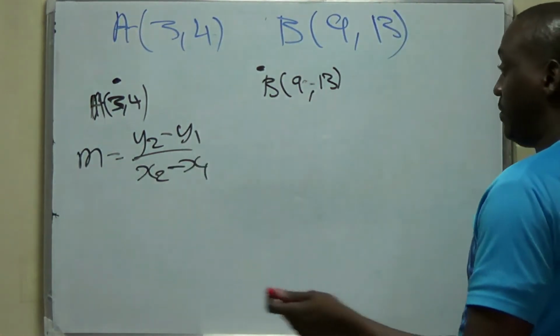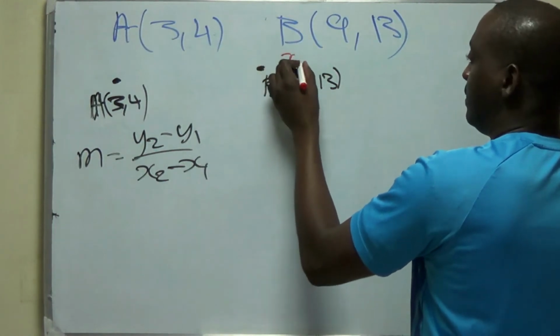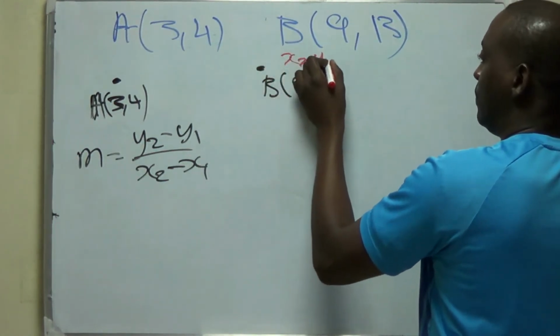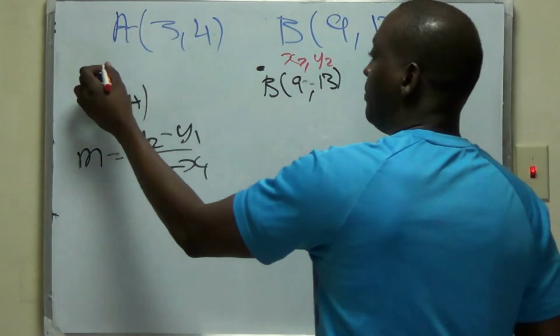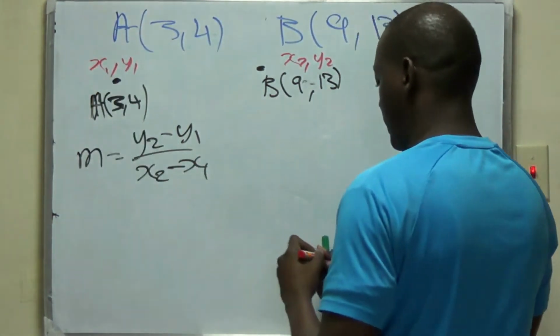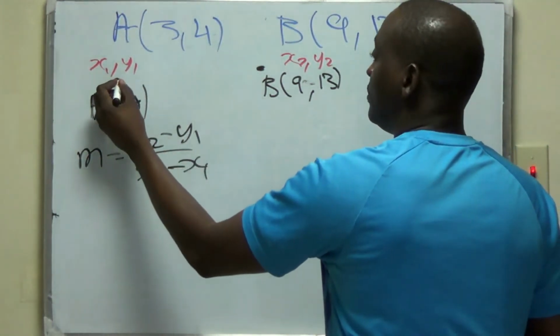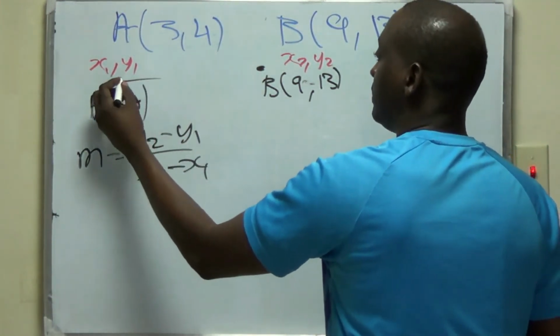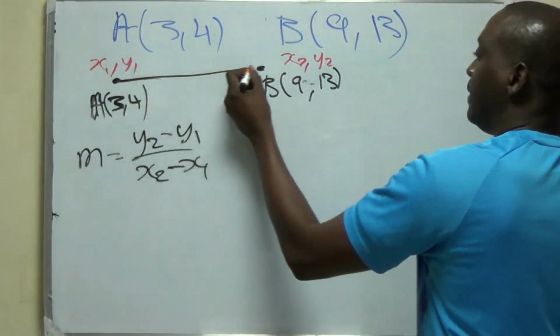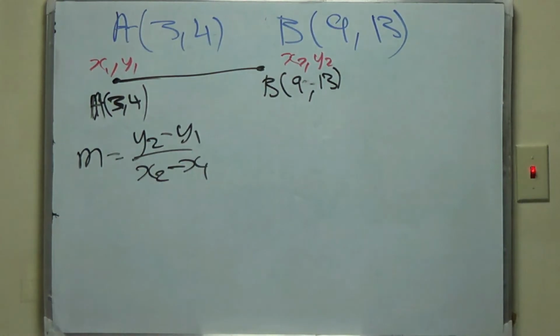So let us, for argument's sake, say that this point here is x2, y2, and this point here is x1, y1. Alright? And this here is the line segment joining the 2 points. Alright? So we have the lettering scheme in red.